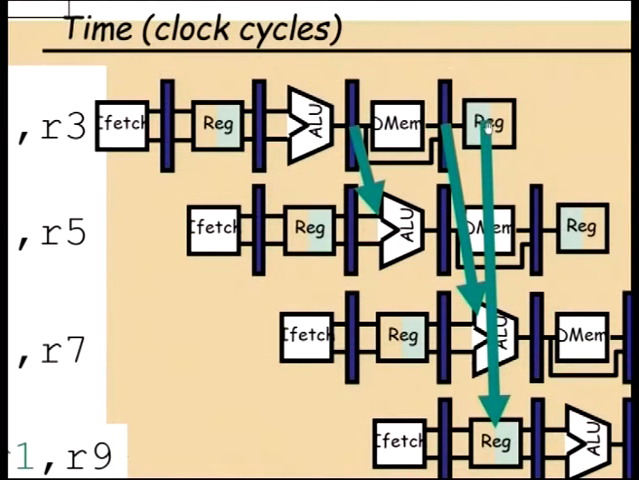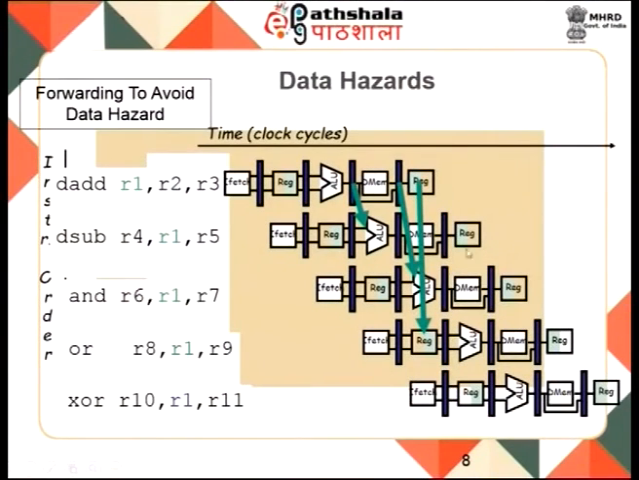We always assume that writes happen during the first half of the clock cycle and reads happen during the second half of the clock cycle. So, making that assumption, R1 has already been written during the first half of the clock cycle, which this instruction can read during the second half of the clock cycle. So, this instruction does not have a problem. Only the second instruction and the third instruction have a problem, and forwarding can definitely help solve this problem.